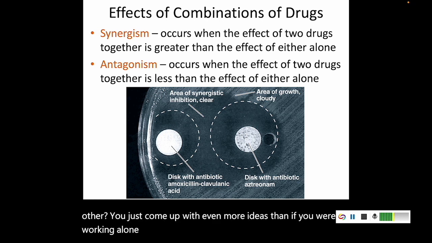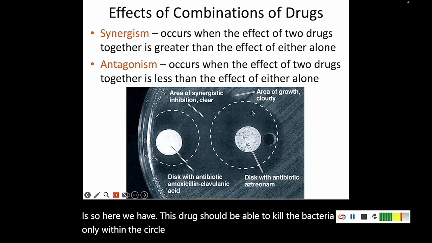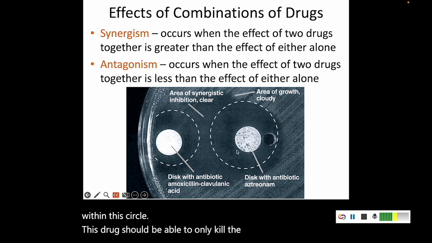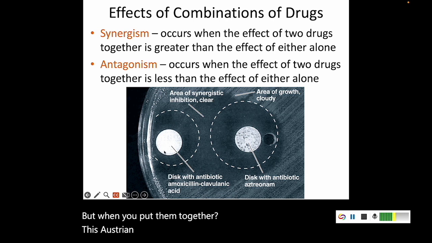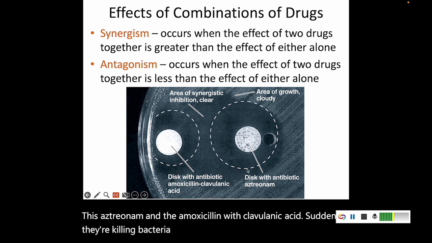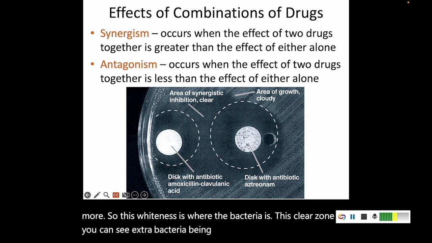That's what synergism is. So here we have this drug should be able to kill the bacteria only within the circle. This drug should be able to only kill the bacteria within the circle. But when you put them together, this aztreonam and the amoxicillin with clavulanic acid, suddenly they're killing bacteria outside of the circle. They're killing even more. So this whitiness is where the bacteria is. This clear zone, you can see extra bacteria being killed. That's synergism at work.